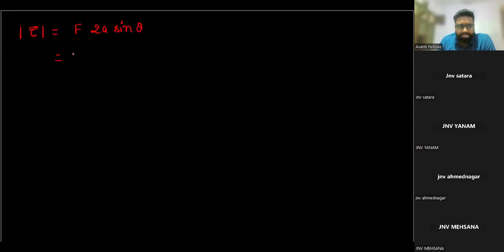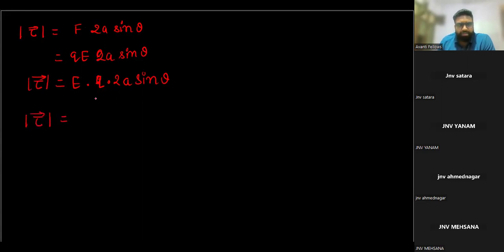So torque is coming out to be F into 2A sin theta. Okay? F is nothing but Q into E, so Q E into 2A sin theta. Now tell me, keep E as it is. Q into 2A, can anyone tell what is the value of Q into 2A? Q into 2A is the dipole moment. Very good, JNVNM student. Keep it up. So it will become P into E sine of theta.